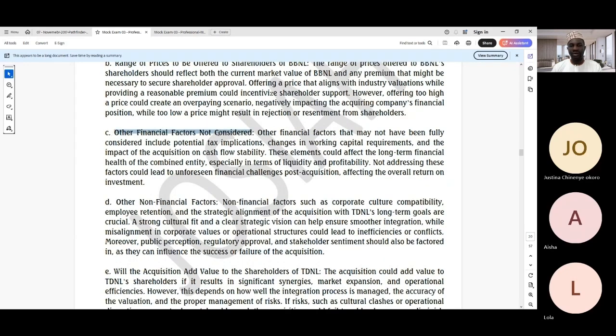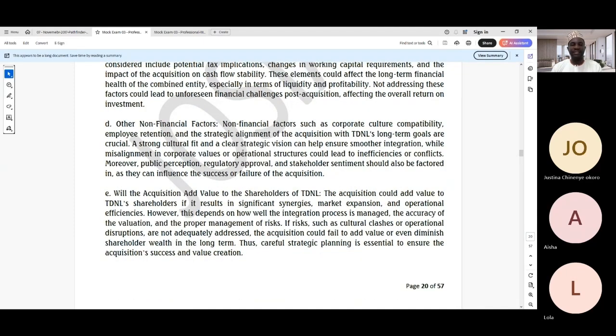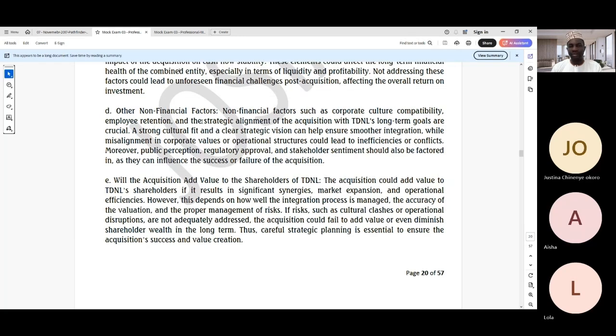We're also concluding on other factors not considered, like potential tax implications, changes in working capital requirements, the impact of the acquisition on our cash flows, and the unforeseen challenges of post-acquisition and the overall return on investment. These are things we need to consider. Also, other non-financial factors speak to corporate culture compatibility, employee retention, and long-term goals. So read through. There is a plethora of things to talk about.